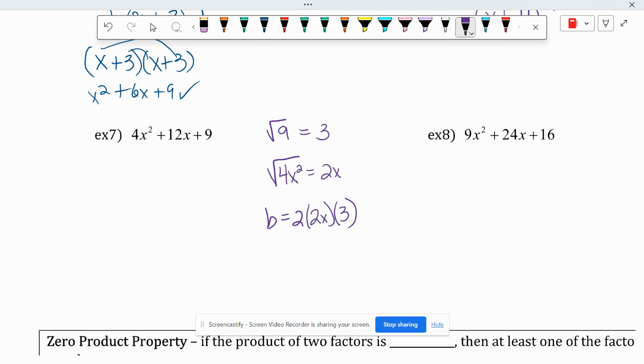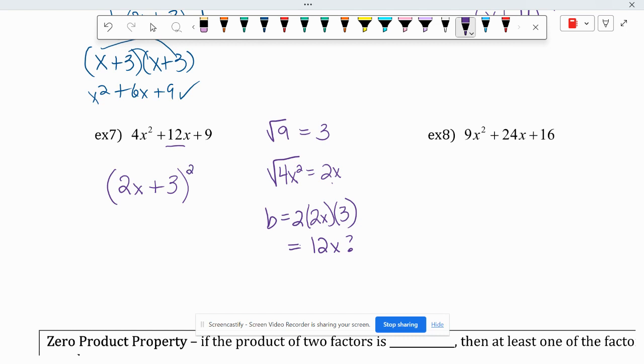What's 2 times 2x? Times 3 is what? 4 times 3 is 12, right? Is that what my b term is? Yeah, it is. So this just factors out to 2x, that's what you got when you took the square root of 4x squared, plus the square root of 9, which is 3, quantity squared.